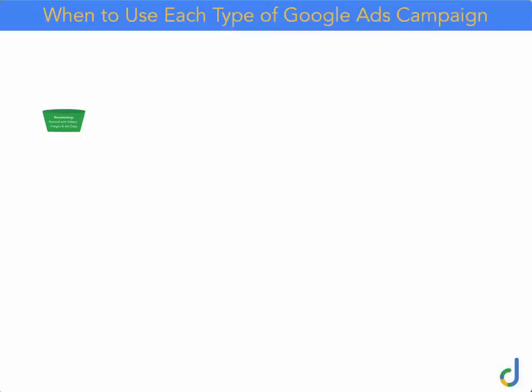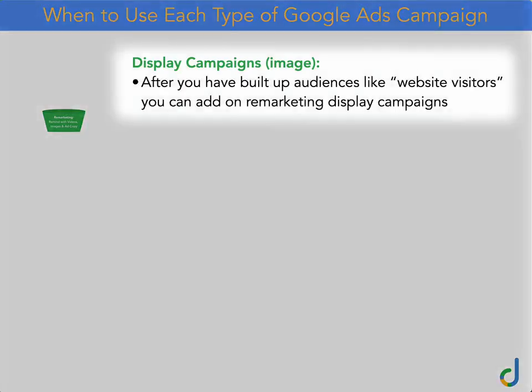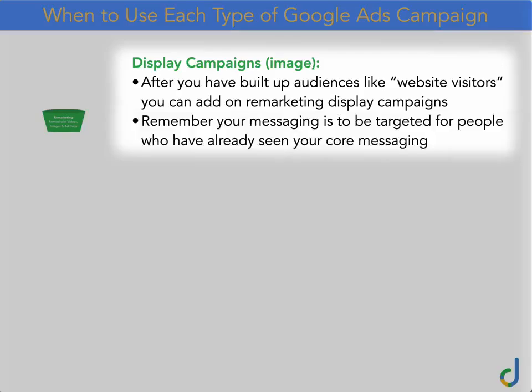All right, let's move now to remarketing. As we sort of explained before, these can be your display campaigns with images. So after you've built up audiences like website visitors, you can add on a remarketing display campaign where you are only targeting people who've been to your website before. The great thing about this is that you need to remember your messaging has to be targeted for people who have already seen your core message. So with your remarketing display images, you want to make sure that you're targeting this to people who already know your brand, already know your products or services.